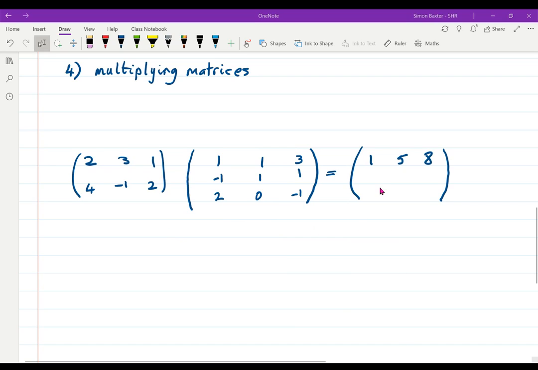Now, let's look at this one. This is in the second row, first column. So we're going to play the same trick. We're going to take the second row and stick it on end. So the second row, stuck on end, will give us 4 minus 1, 2. 4 times 1, 4. Minus 1 makes 5. Plus 4 makes 9. So we get 9 there.